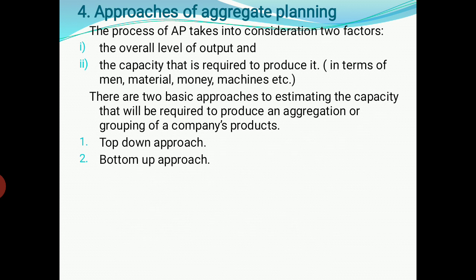Alright, we are moving towards the next part. Up till now we have done the introduction, the definitions, and the importance, and now we are moving towards the fourth point, that is approaches, right? Let us see what the approach is. The process of AP takes into consideration 2 factors: the overall level of output and the capacity that is required to produce it. 2 things are very important in AP. One is, what will be the overall output level of the product, right?